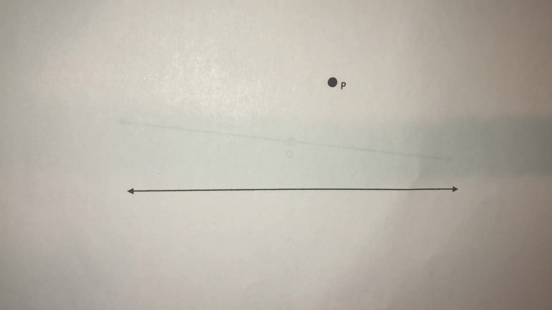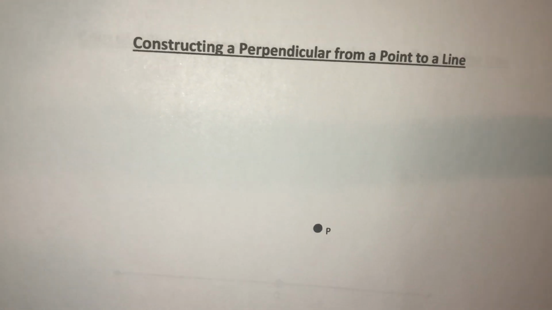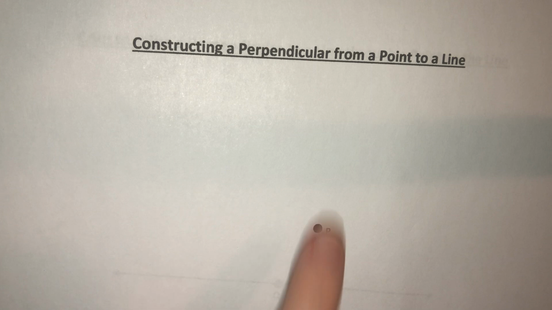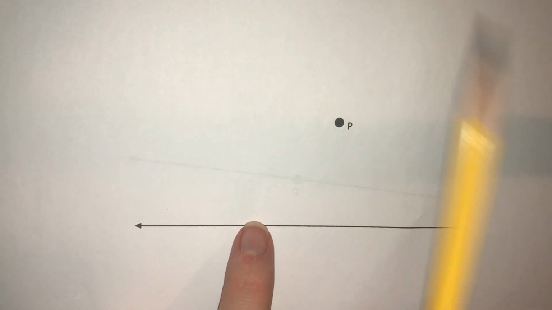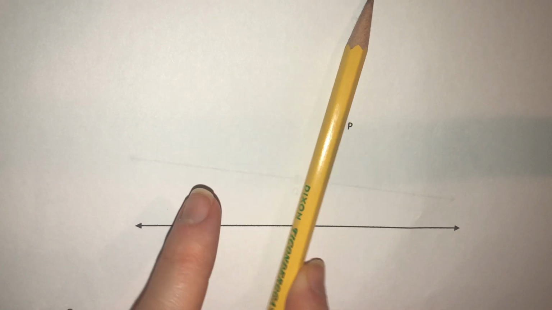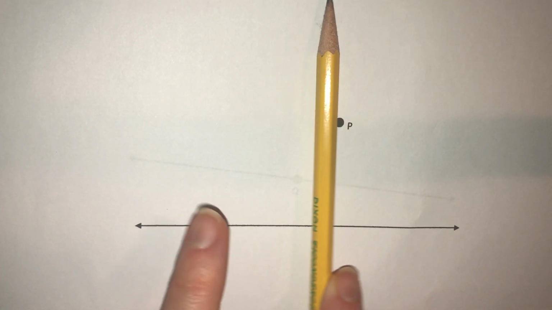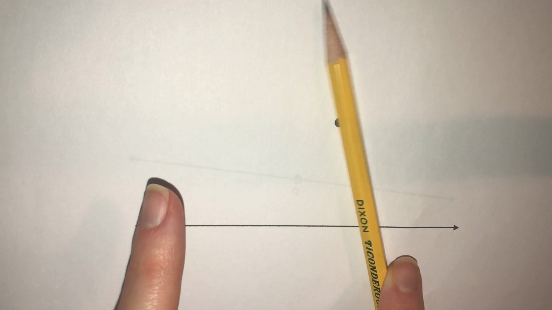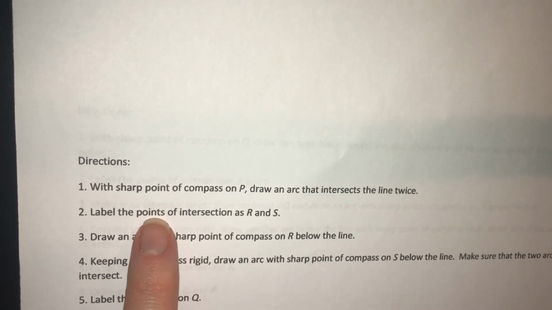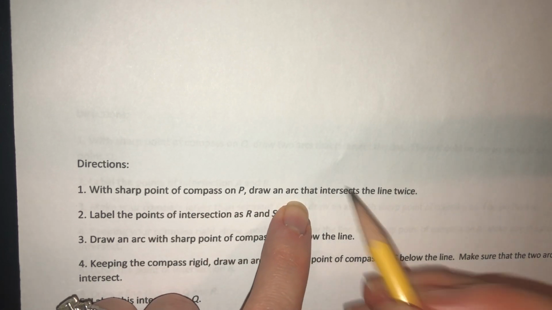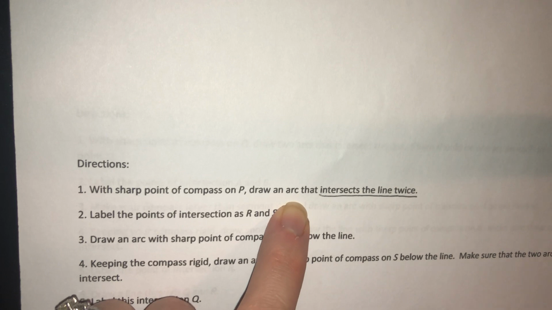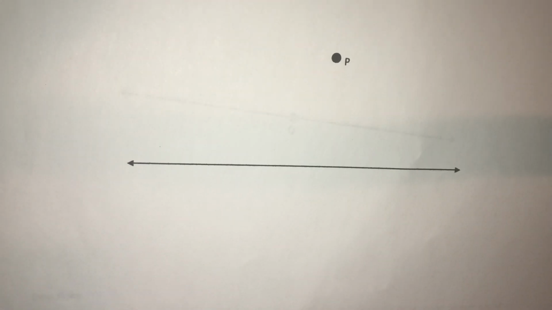All right. The next construction that we're going to talk about is constructing a perpendicular from a point to a line. What does that mean? It means I want to make a line that goes through point P that meets this line drawn on the paper at a 90-degree angle. Okay? So, first step, with the sharp point of your compass on point P, draw an arc that intersects the line twice. So the measurement for our compass is sort of particular.